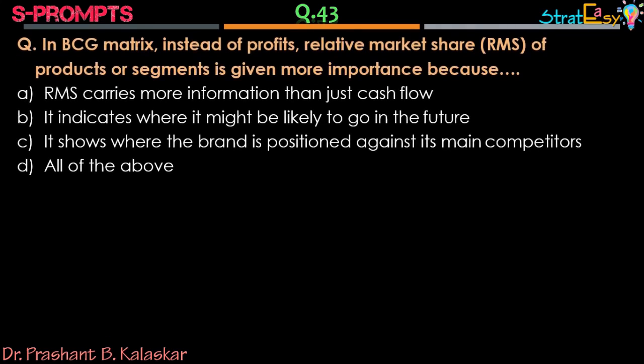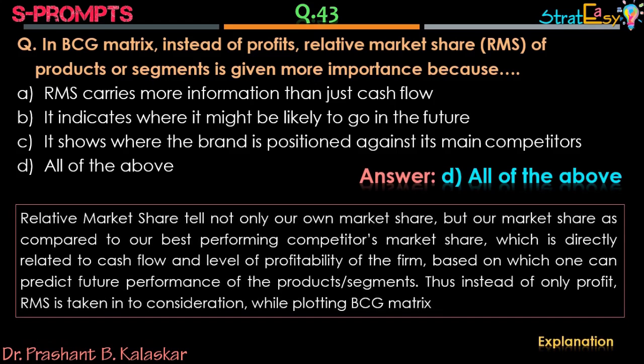Question number 43. In the BCG matrix, instead of profits, relative market share, that is RMS, of a product or segment is given more importance because, the right answer is all of the above. Relative market share tells not only our own market share but our market share as compared to our best performing competitors' market share, which is directly related to cash flow and level of profitability of the firm, based on which one can predict future performance of those products and segments. Thus, instead of only going for profit, relative market share is taken into consideration while plotting on the BCG matrix.